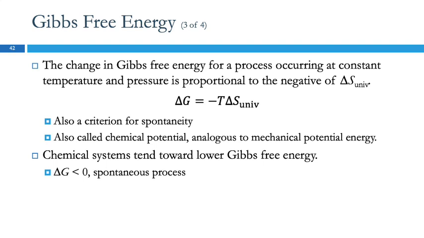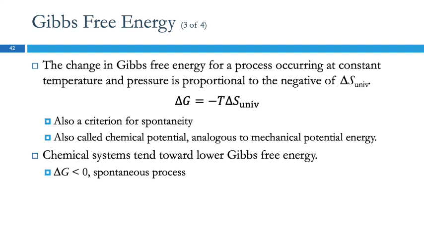Change in Gibbs free energy for a process at constant temperature and pressure is proportional to the negative of the entropy change for the universe. So Gibbs free energy is also a criterion for spontaneity. If the Gibbs free energy is negative, that means the change in entropy for the universe was positive, a spontaneous process.